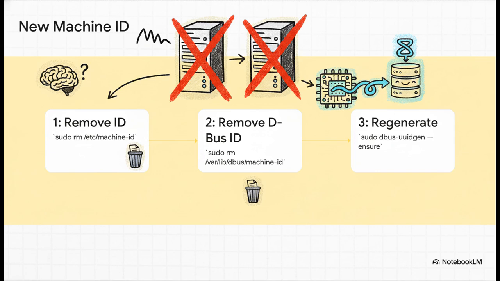Now the machine ID. This one is so important. If two machines have the same ID, internal system messages get sent to the wrong place, and you end up with all sorts of bizarre, hard-to-diagnose problems. The fix is this three-step dance. You delete the old ID files, and then you run dbus-uuidgen --ensure to create a new, truly unique one.